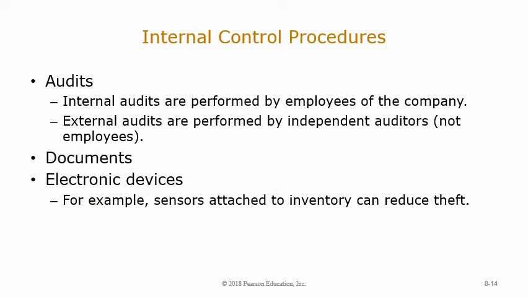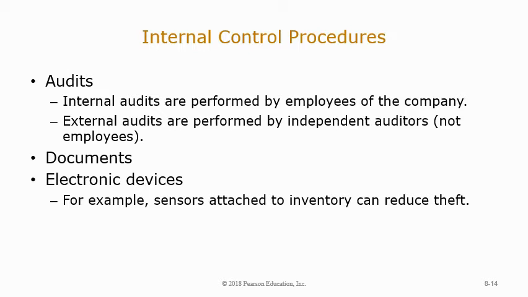Other internal control procedures. We have audits. Internal audits are performed by employees of the company. External audits are performed by independent auditors, so they're not employees of the company. It is a separate business that the company will contract out to and say, hey, we need for you to come in and take a look at this. And those auditors, really, the job of an auditor is just to come in and take a look at everything that's happening and determine if it's being done the correct way.